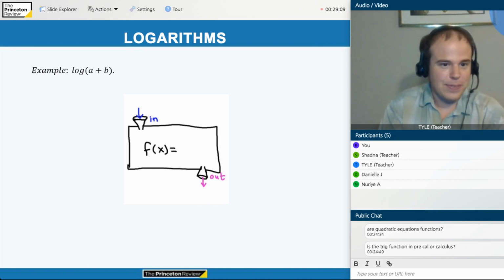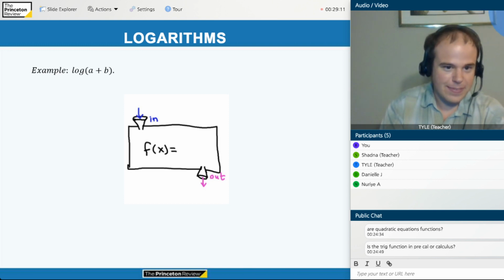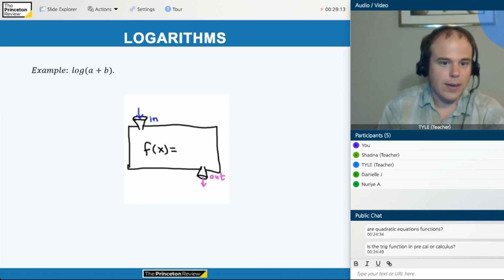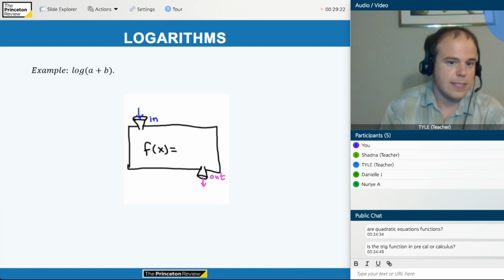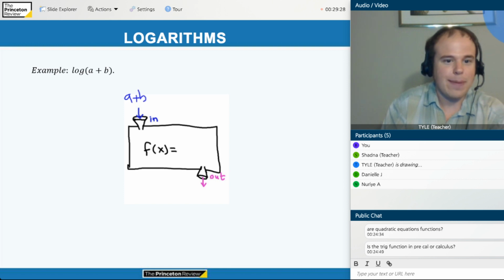What about logarithms? Don't worry if you don't know what logarithms are. We'll actually cover these in a future video. And these are also something that you'll typically be introduced to and work more with in pre-calculus. Sometimes you'll see them a little sooner. But for those of you who are familiar, the idea here is that we're putting in a plus b. The function we're applying to it is log. We're taking the log of x.